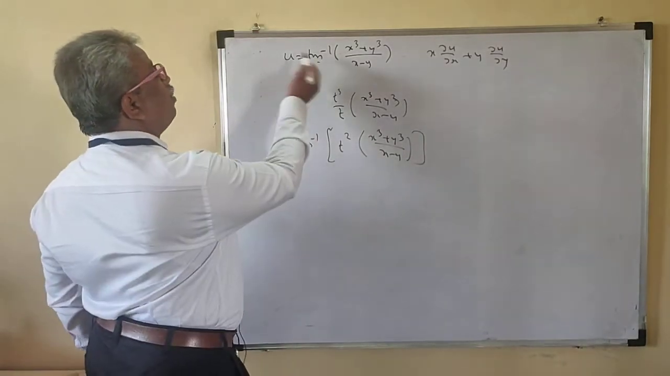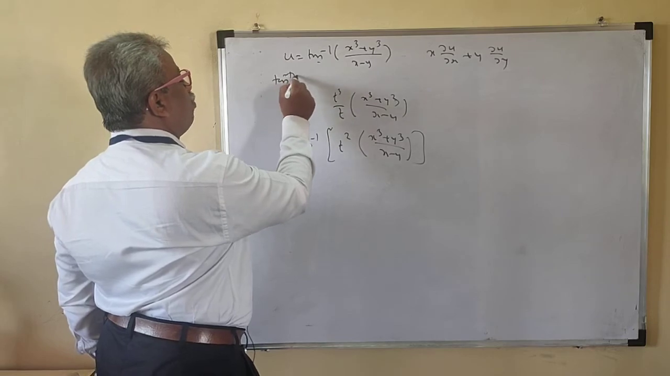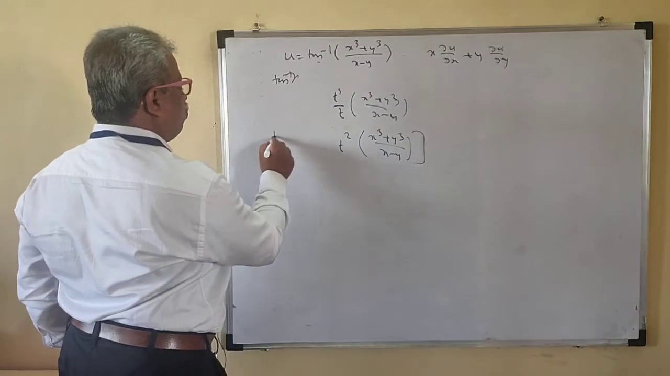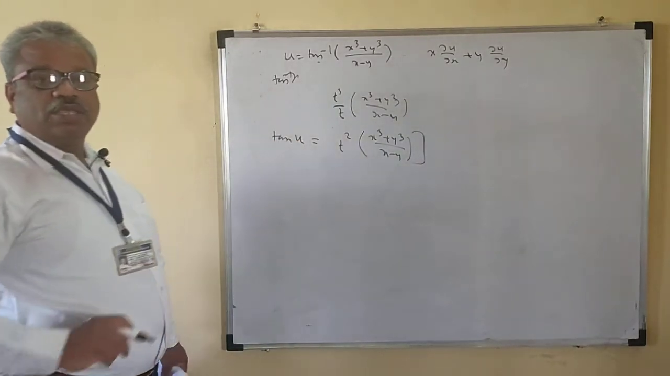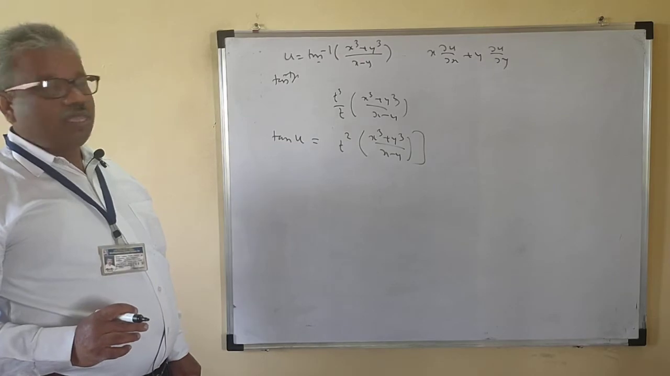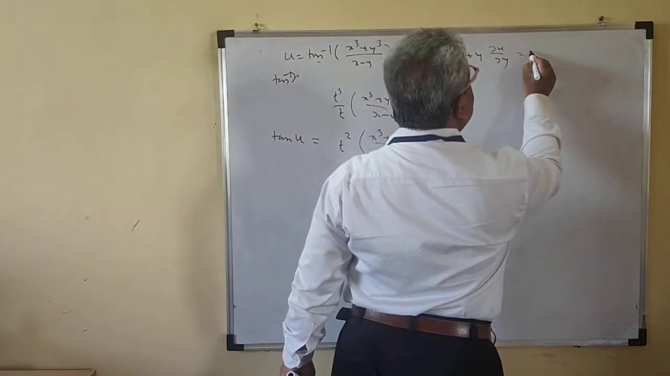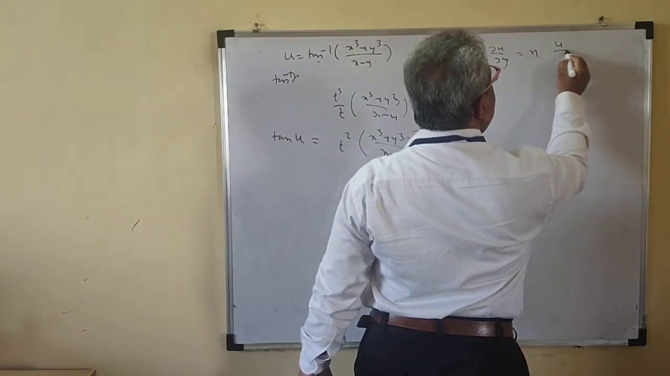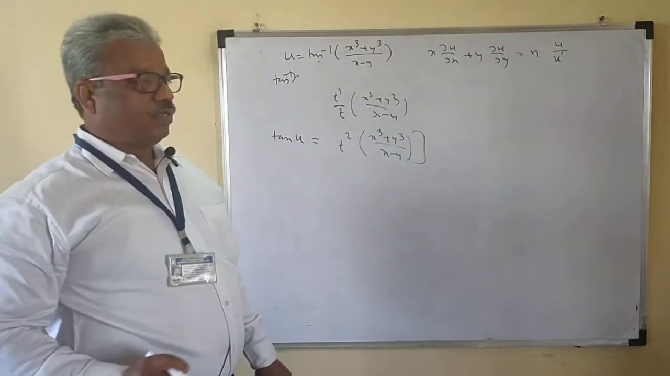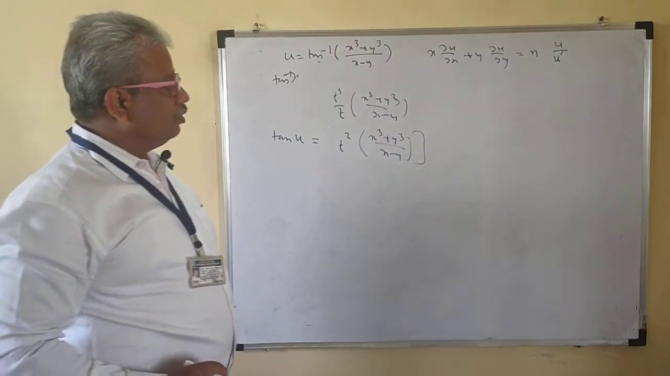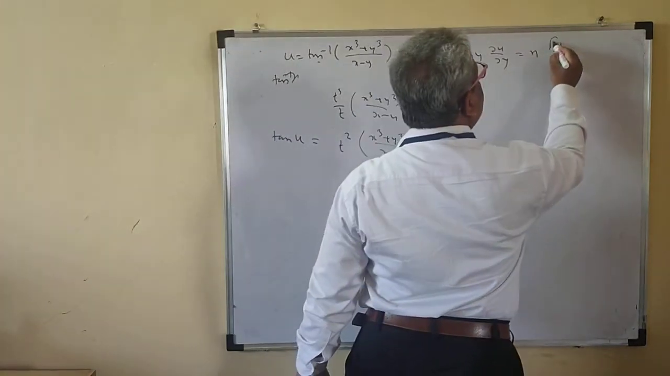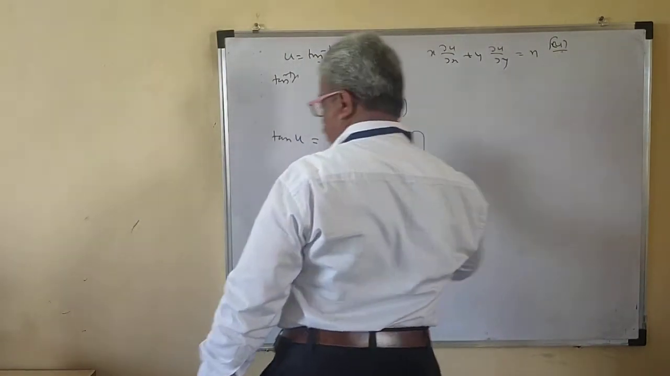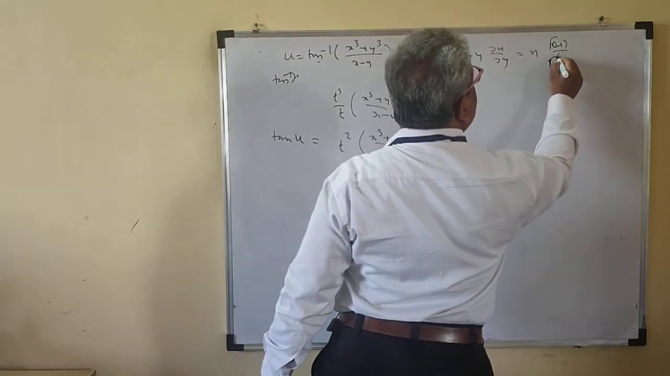But if you shift this tan inverse to this side, then we have tan of u. So tan of u will be your homogeneous function. Then we use n times f of u upon f dash of u.